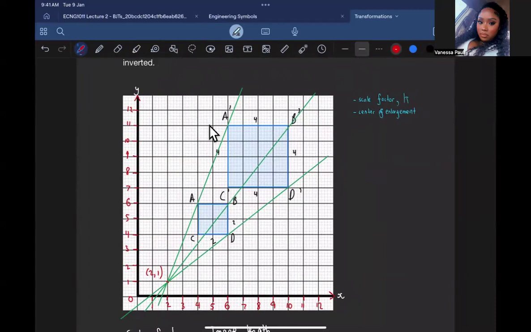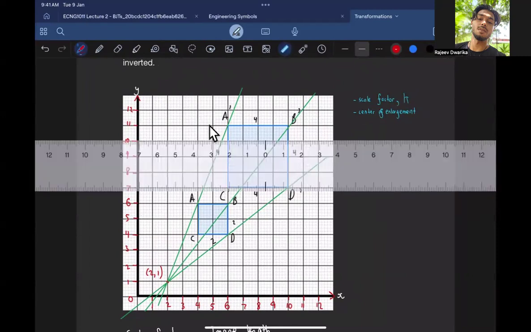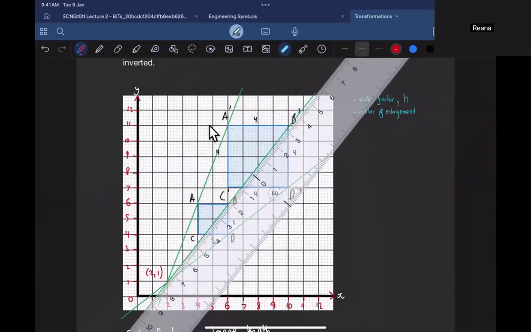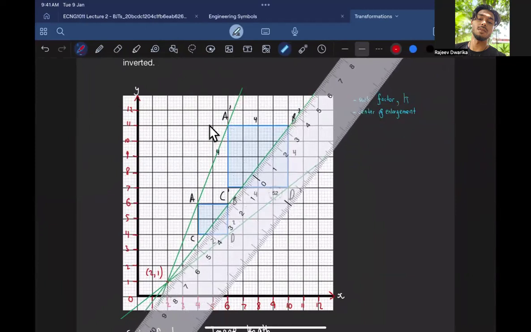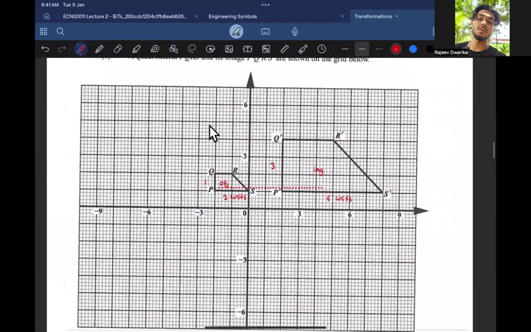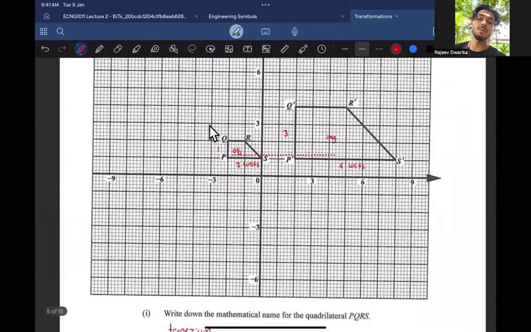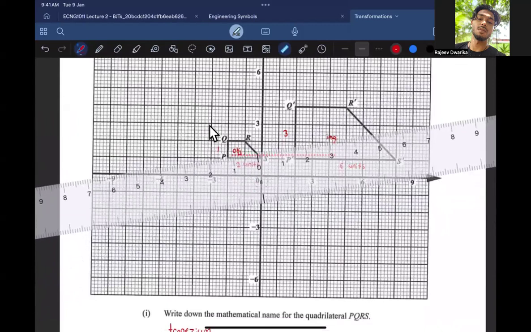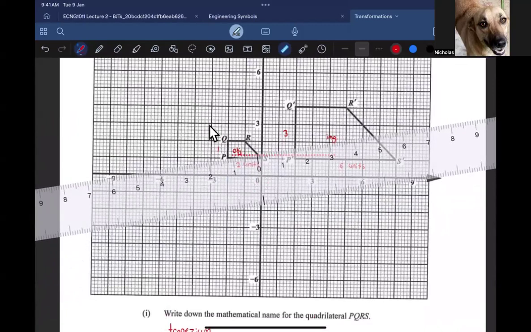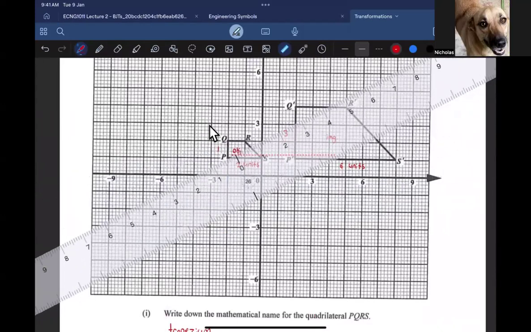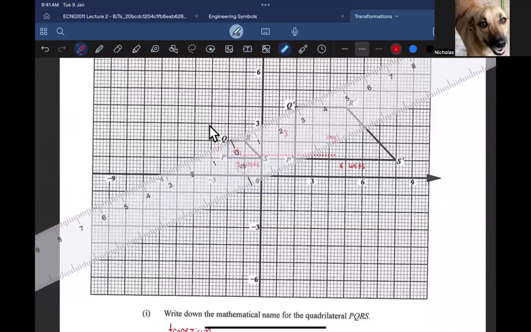What you have to do is take your ruler and line it up with the corresponding points. So like I have A and A prime, then I draw a line. I have B and B prime, I connect that, draw a line, and wherever the lines intersect, that is your center of enlargement. Nicholas, tell me where I should put my ruler. Put it on Q and Q prime. That is over here. No, go higher. Yeah, right there.